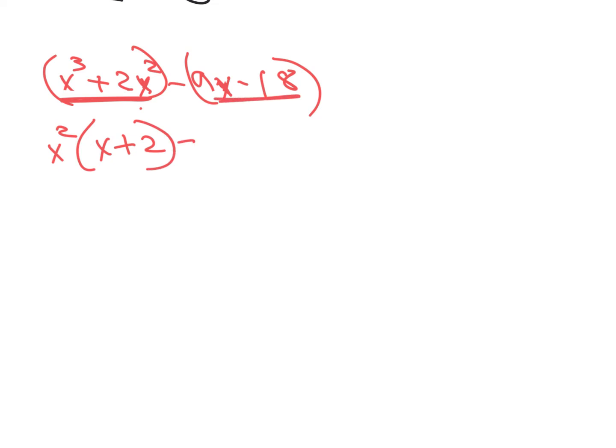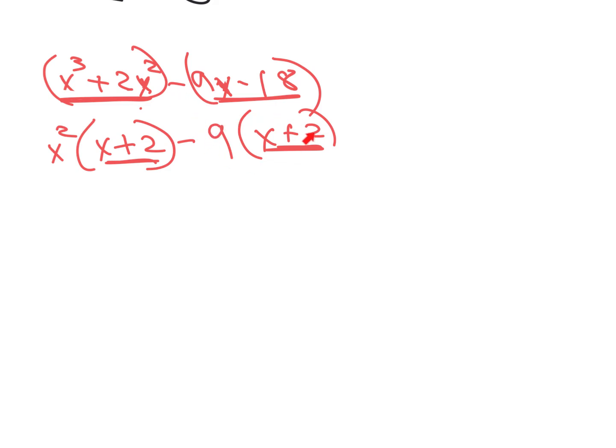What can I factor out of here? I can factor out a 9, and what am I left with? X minus 2. Okay, those are an x plus 2, and I'm sorry, this is an x plus 2 as well. Let me explain why.